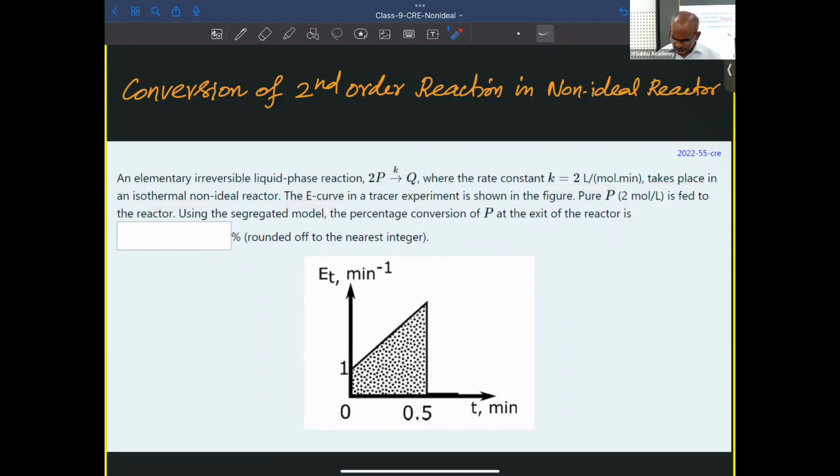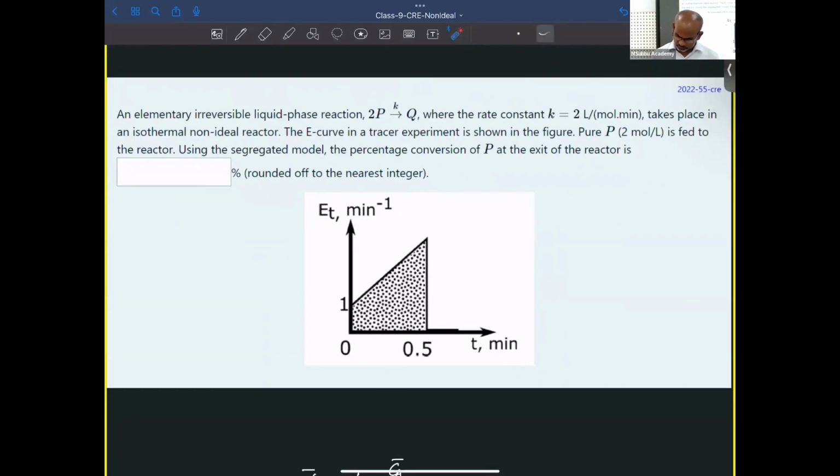The E curve in the tracer experiment is shown in the figure. Pure P of concentration 2 mole per liter is fed to the reactor. Using the segregated model, what is the percentage conversion of P at the exit of the reactor? We are directly given the E curve, E of T versus T. It's a nice shape. You can split it into a rectangle and a triangle, so you can deal with this problem easily.